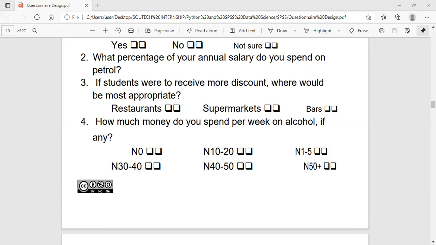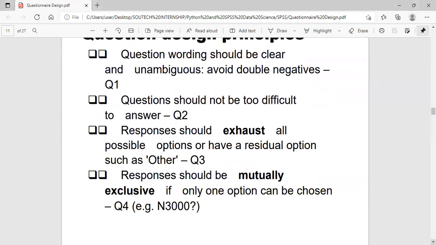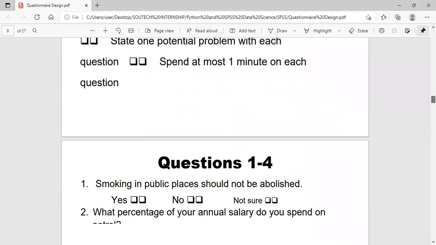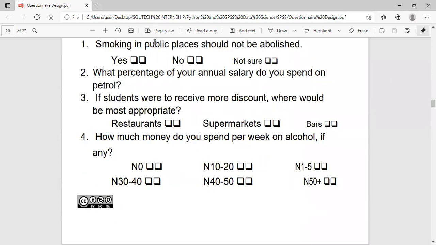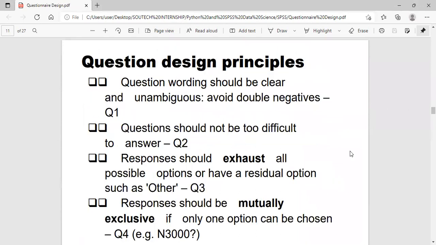Now let us review the answers. Question 1. The answer to question 1's problem is to avoid double negatives. Let's go back. "Smoking in public places should not be abolished." And then "no." These are the double negatives that should be avoided. Next, question 2. It should not be too difficult. All that calculation is not necessary.